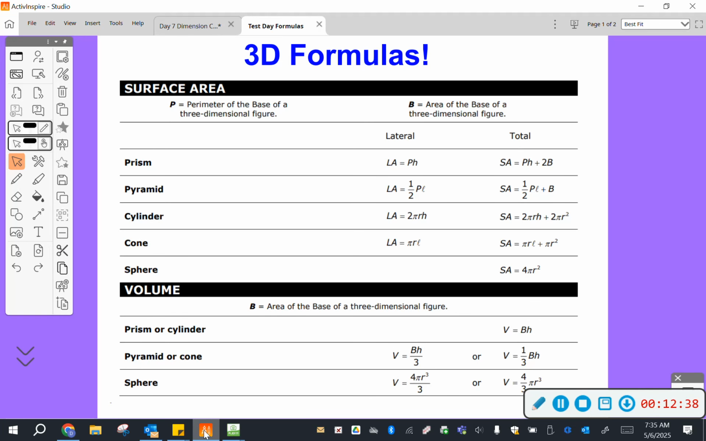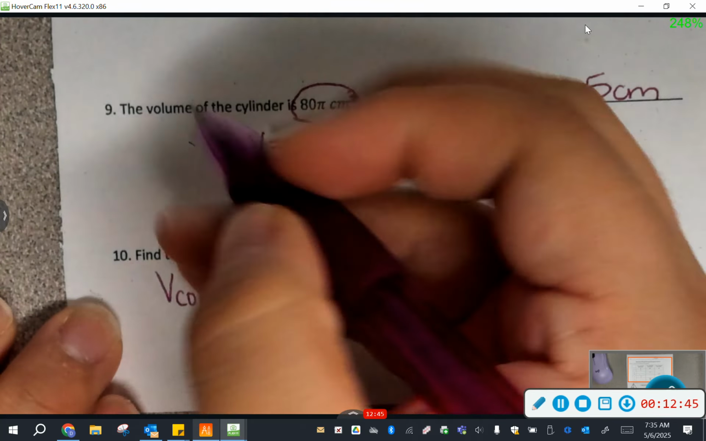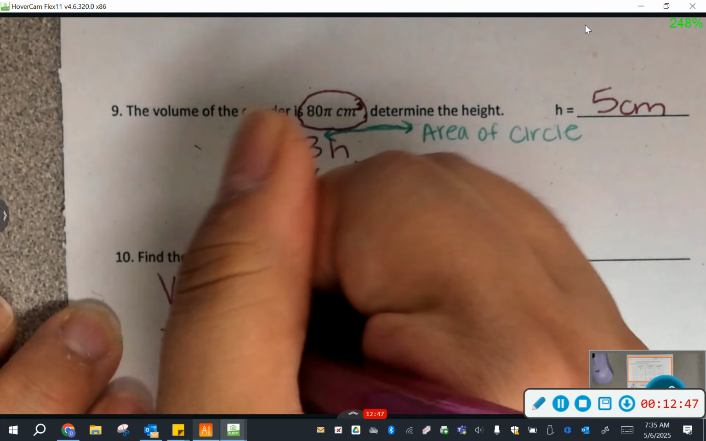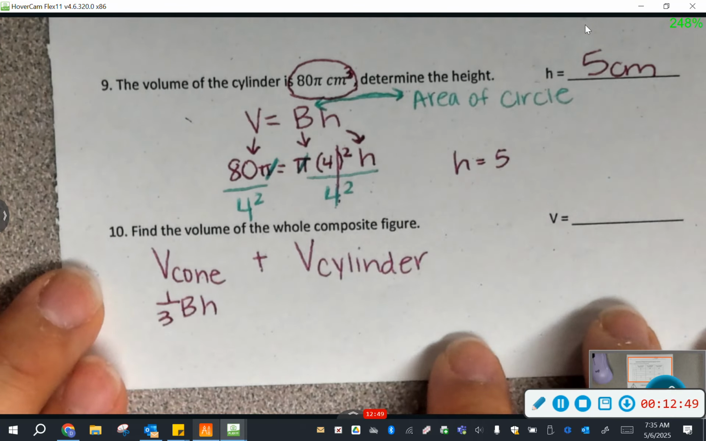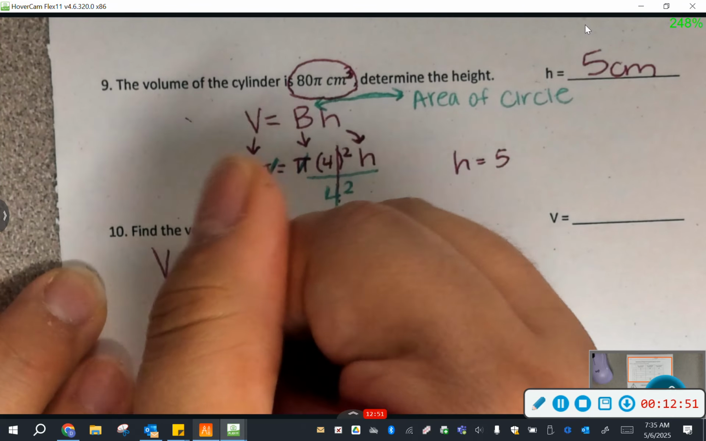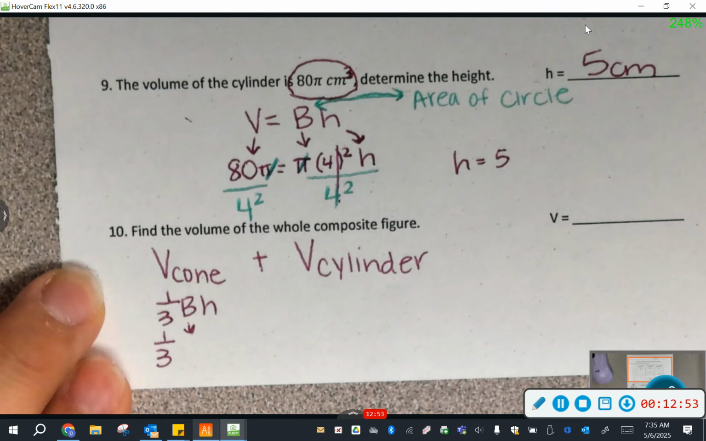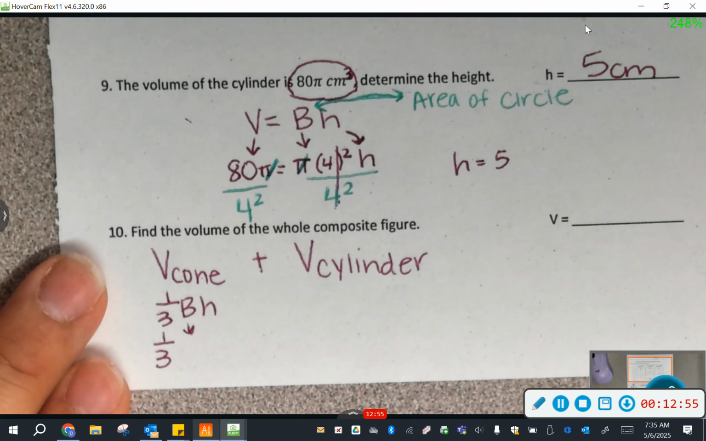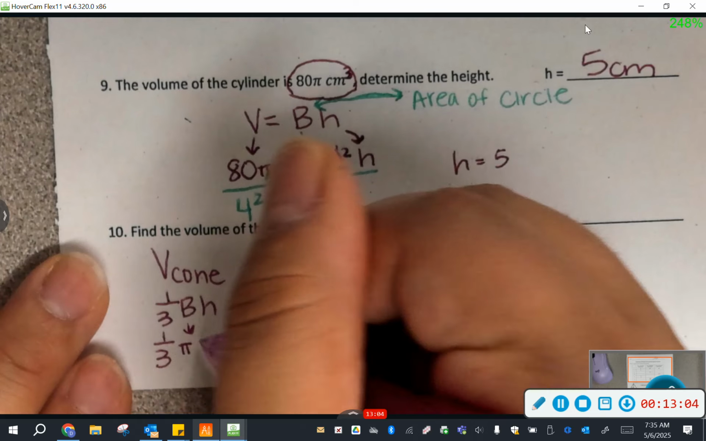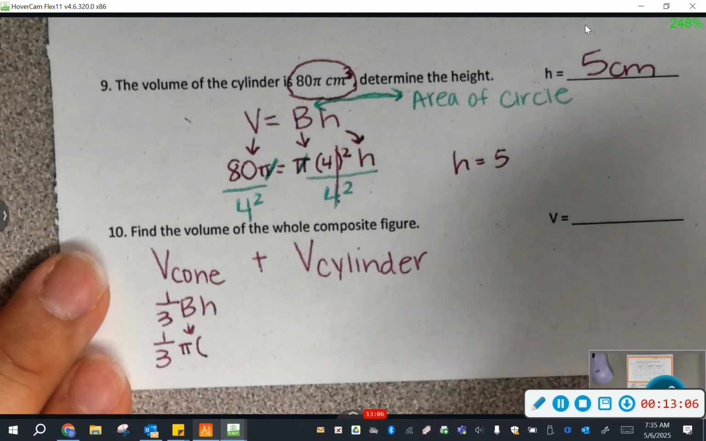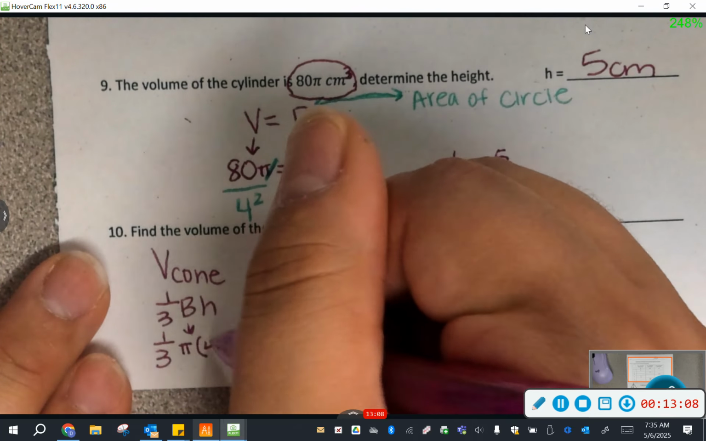What's the formula for volume of a cone? 1/3 BH. So 1/3 big BH. Again, my big B, what is my base of a cone? A circle. So how do I find big B for a circle? Pi r squared. And what's my r here? Is it still 4? It's still 4.